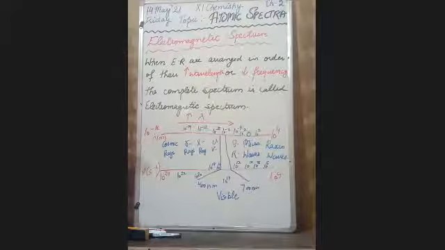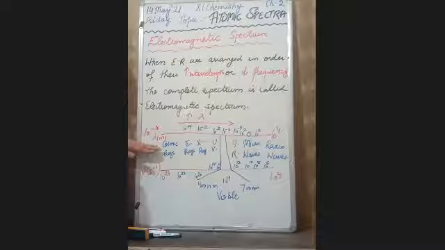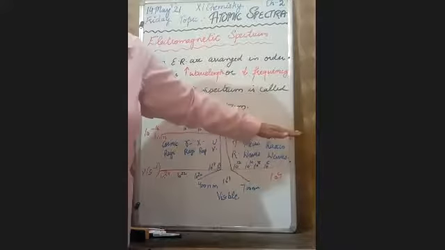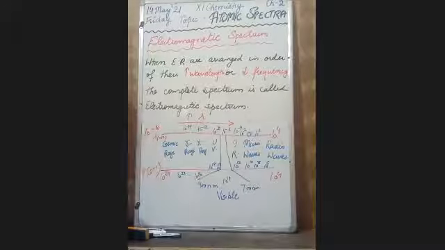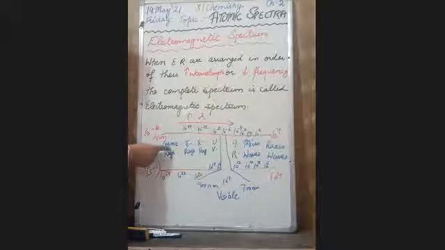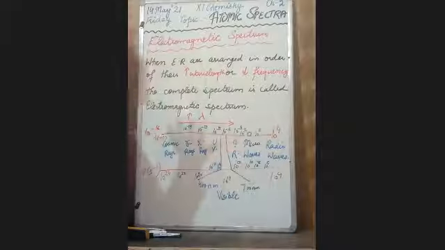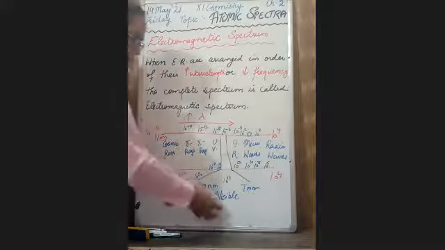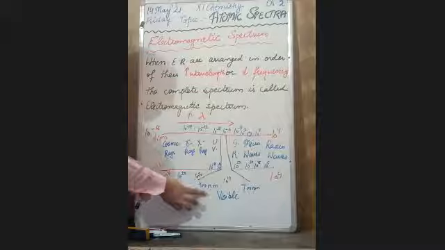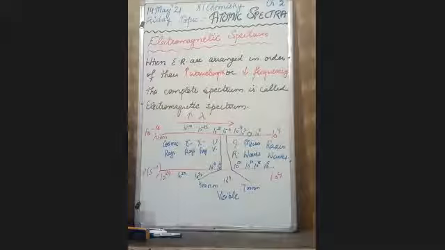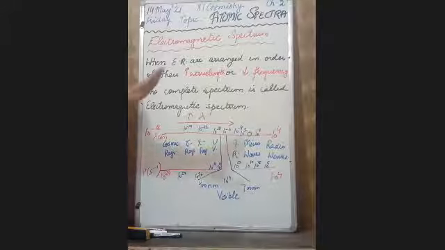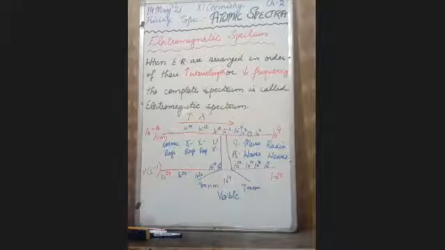As you can see, this is the complete electromagnetic spectrum, in which we have arranged the different rays in order of their increasing wavelength in meters or decreasing frequency in hertz. The wavelength of cosmic rays is the least and that of radio waves is the maximum. Our main concern is the visible region, whose wavelength is nearly 400 nanometer to 700 nanometer. 1 nanometer is equal to 10 raised to power minus 9 meter. Okay, so this is your complete electromagnetic spectrum.